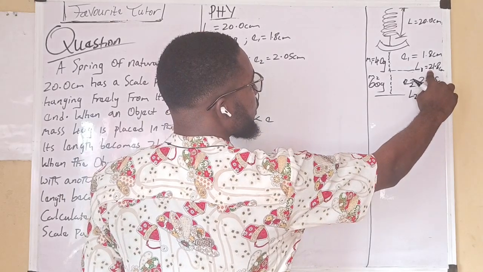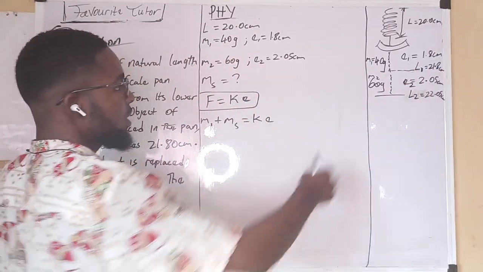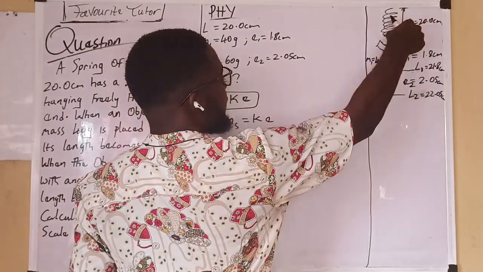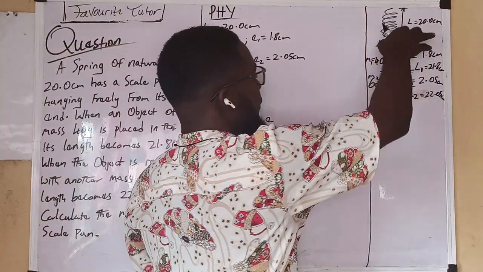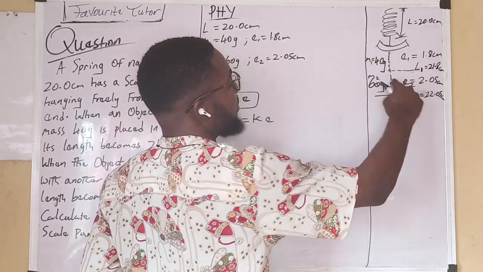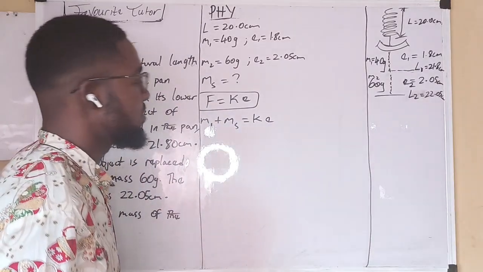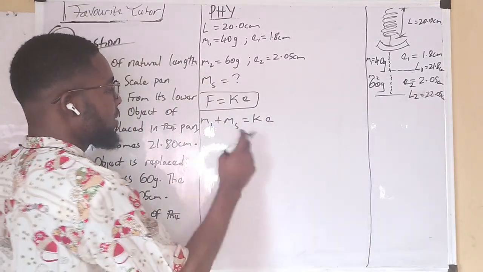So these two produce a new length of 21.8 centimeter, because we added a mass of 40, including the mass of the scale pan. All together, they produce 21.8 centimeter. So let us replace them.